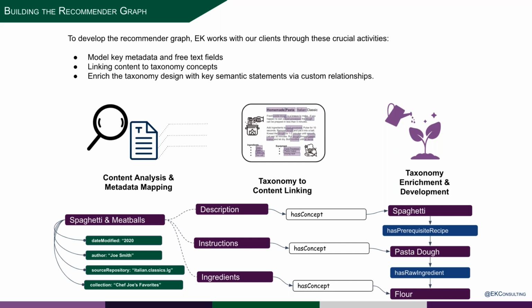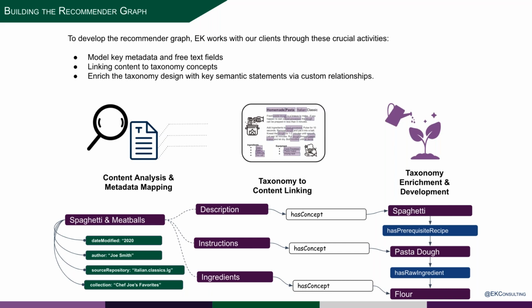The last piece is actually growing your taxonomy and making it more semantically expressive. And this is where we start to introduce more custom relationships, where we start to say, well, what are some business facts? What are some things that users care about that could be interesting to model? For example, spaghetti maybe has a prerequisite recipe. You might want to make everything from scratch, and so you want to look at your pasta dough recipe first, so you can make some fresh spaghetti from scratch. We want to understand more deeply how pasta dough could be related to flour. It could have a raw ingredient, for example.